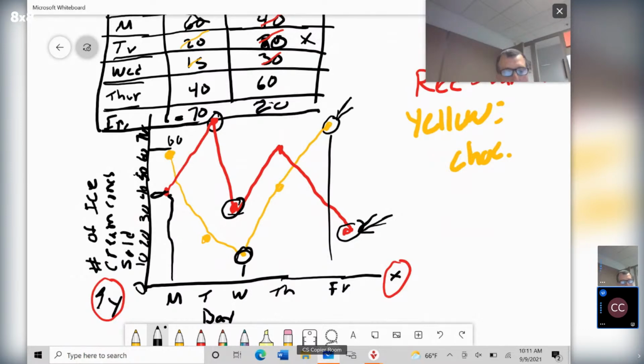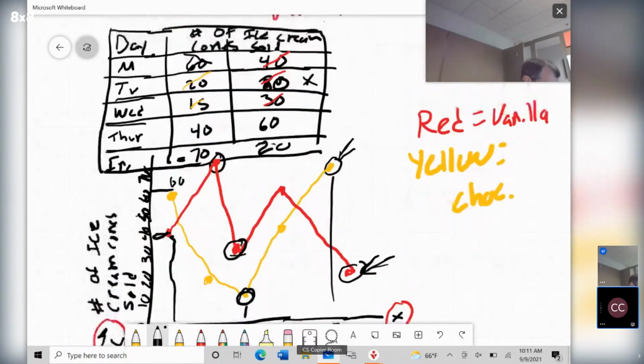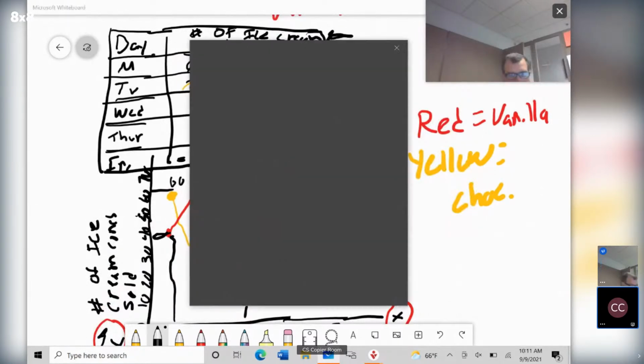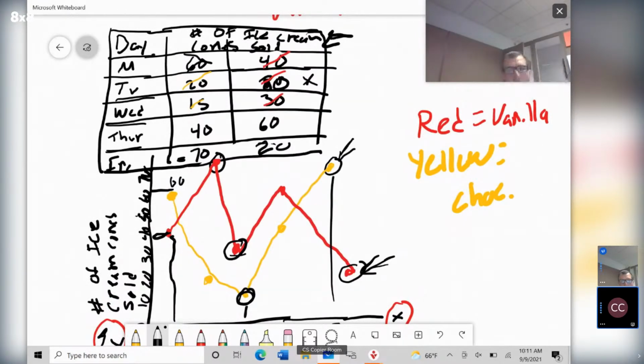So it's pretty straightforward. It might look a little bit confusing. Just basically take a deep breath and be like, I've done this before. Remember, I have an x-axis, a y-axis, and the title. The title was number of ice cream cones sold, which is right up here. Okay. So I'll go ahead and post a practice exercise of you guys doing a double line graph, and then you'll kind of get the feel of how you do it.